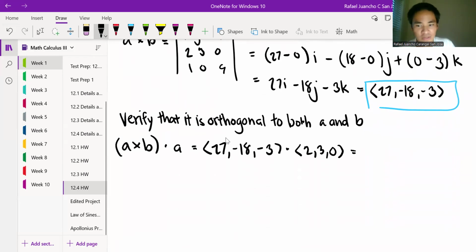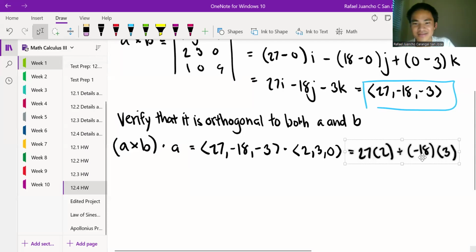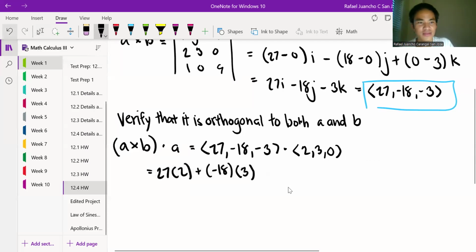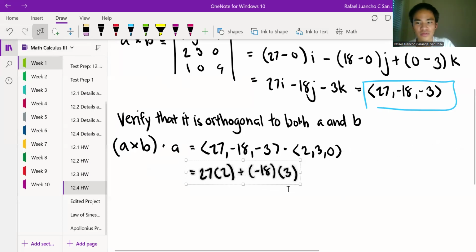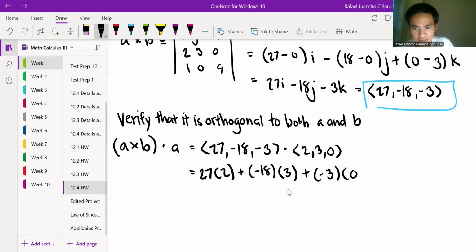And what do we get? Well, we get 27 times 2 plus negative 18 times 3, and then we add negative 3 times 0. So this will give us 27 times 2, 54. 18 times 3, 54. Yeah, it's 0.